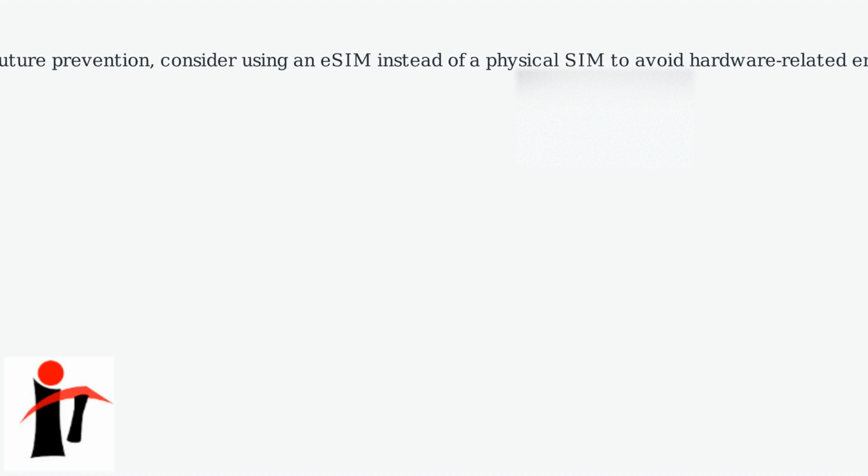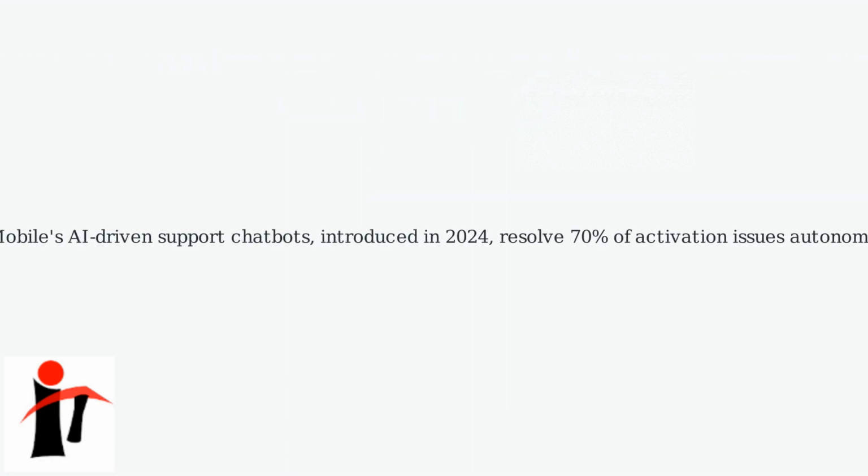For future prevention, consider using an eSIM instead of a physical SIM to avoid hardware-related errors. eSIM adoption surged 50% in 2025. US Mobile's AI-driven support chatbots, introduced in 2024, resolve 70% of activation issues autonomously.